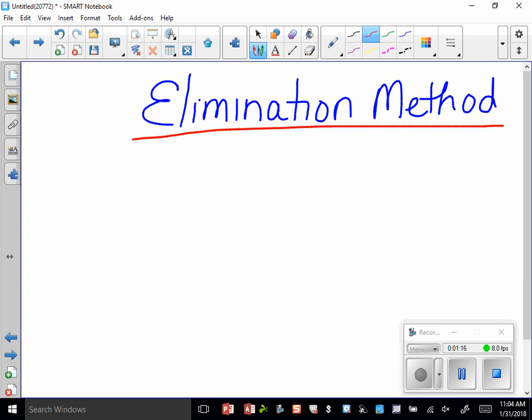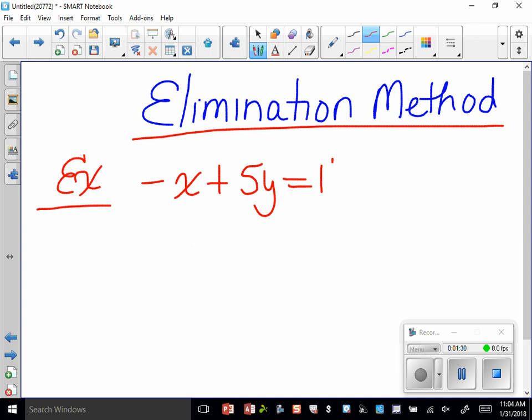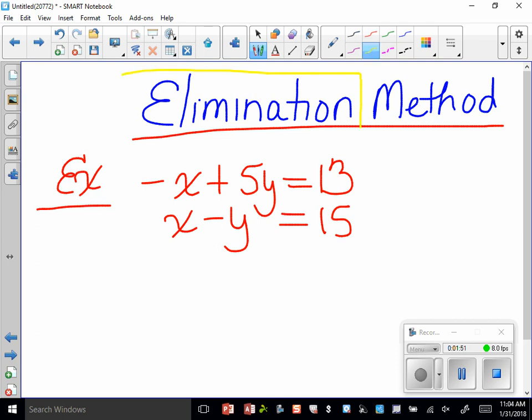All right, so example 1, I want you guys to write this down. This one will not come from page 9. This is coming from your textbook. And it says negative x plus 5y equals 13 and x minus y equals 15. So in this particular example, one thing you notice about the x terms, they're actually opposite of one another. One is a negative x, one's a positive x. So what you're trying to do is eliminate one of the variables. So that is actually what you're looking for.